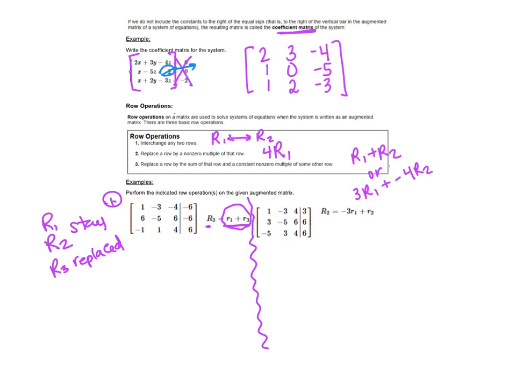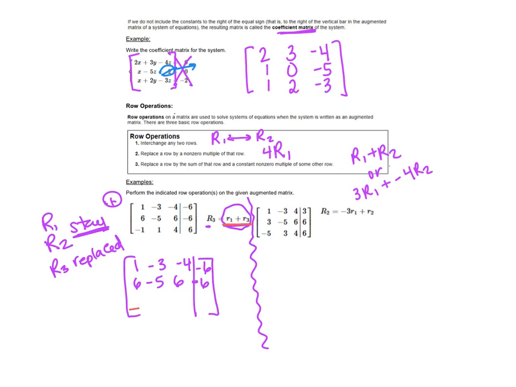Let's look at what that might be. Typically what I like to do is the ones that are staying, I write those down so I don't accidentally mess them up. So I'm going to write down row 1 and row 2 because I'm not changing those in my answer. But what I am going to change is row 3. Row 3 is now going to be the combination of row 1 plus row 3.